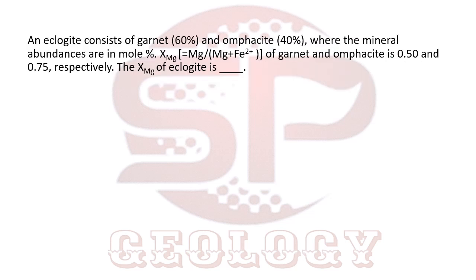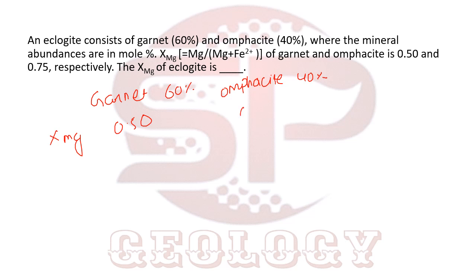So an eclogite consists of garnet 60% and omphacite 40%. The XMg of garnet and omphacite is given: XMg of garnet is 0.50, and XMg of omphacite is 0.75. So I have to calculate the XMg of eclogite.